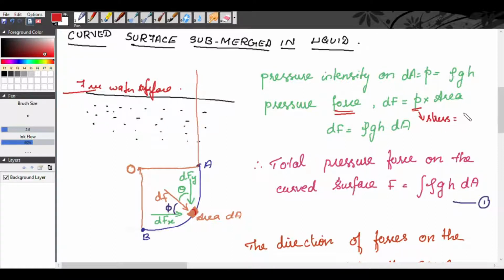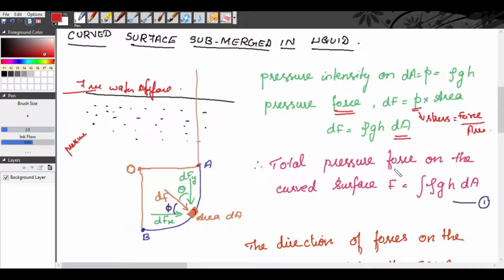Stress is equal to force by area. That means force is equal to stress into area, that is pressure into area. We call it pressure for liquid, and the same term is called stress for a solid body. So the force is equal to pressure into area. The pressure intensity for this smaller area is rho g h and the area is dA.